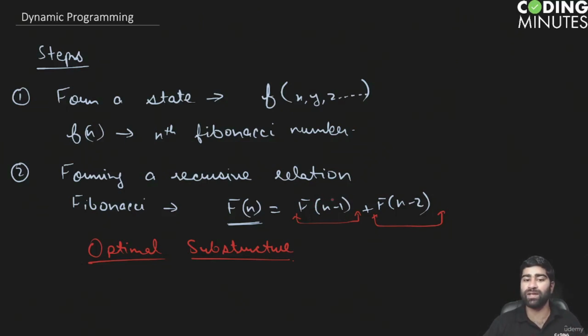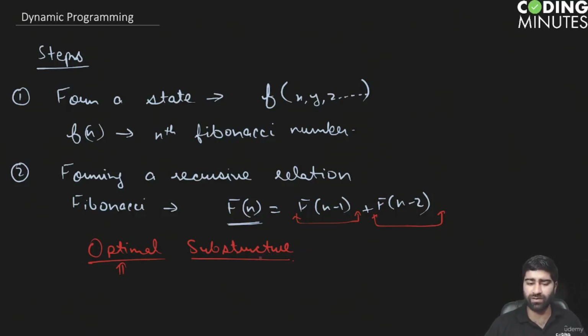We are not performing any extra work here. We are only going over 2 back nodes, not 3 back nodes or 4 back nodes. So that's why the word optimal is used here. We should have an optimal recursive relation. And substructure, or it's also called subproblem, optimal subproblems.